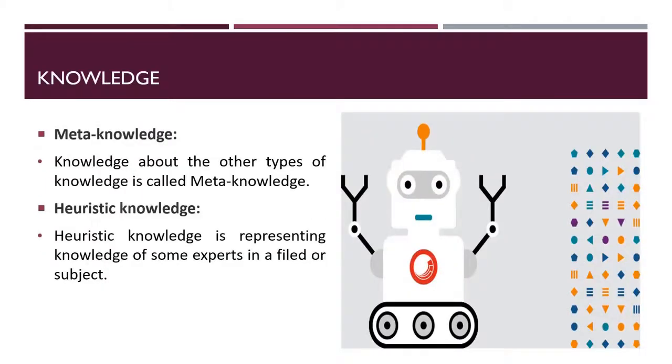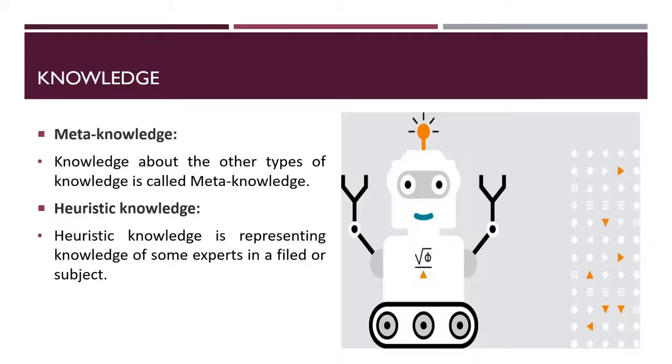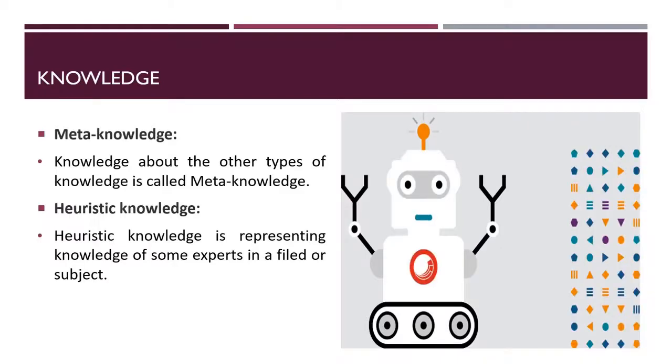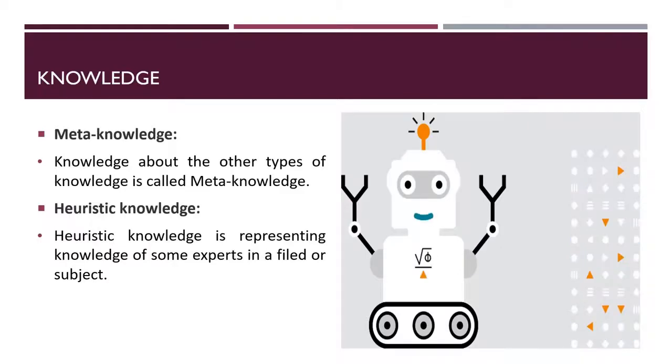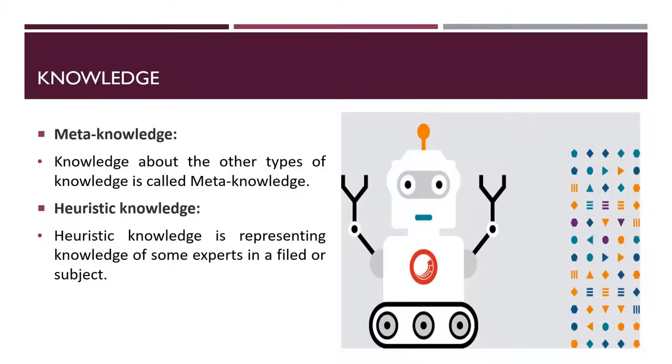The next one is meta knowledge. Knowledge about other knowledge is called meta knowledge. The next one is heuristic knowledge. It is the representation of knowledge of some expert in a field or subject. This type of knowledge has rules of thumb based on previous experiences and awareness of approaches, which are good to work with but not guaranteed.